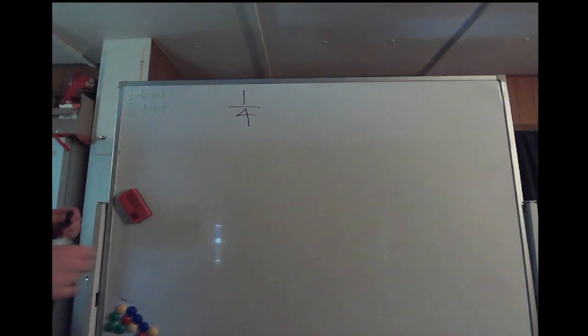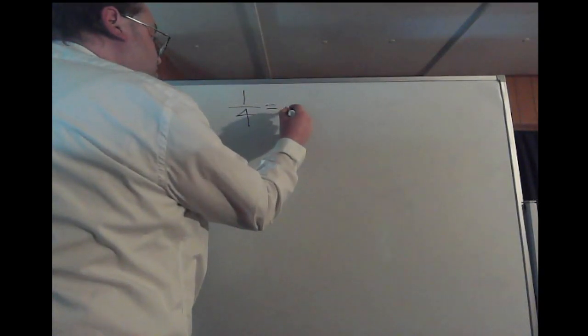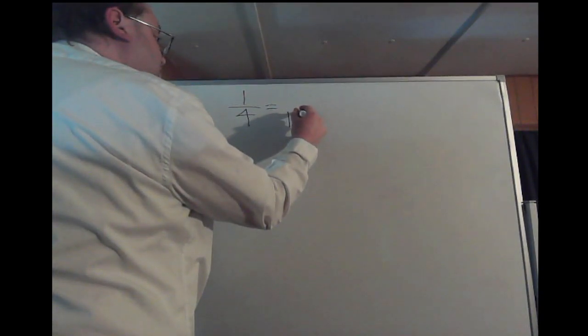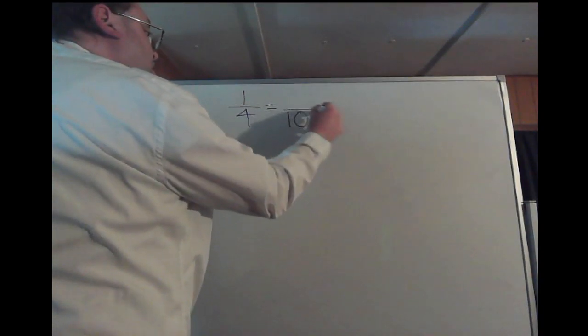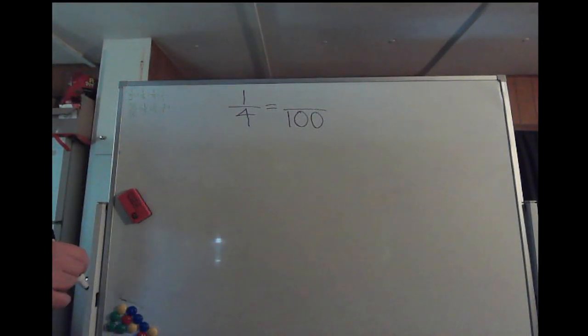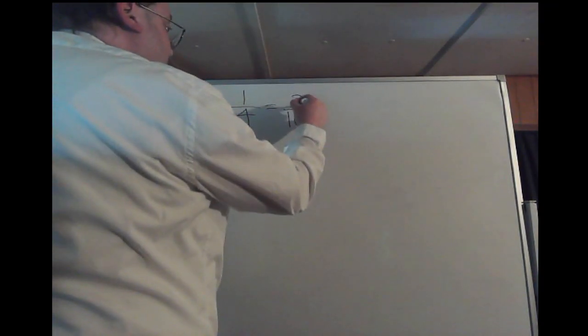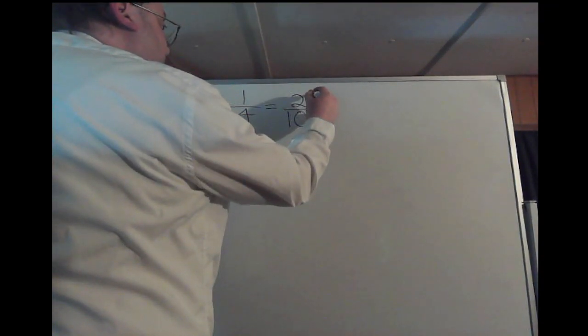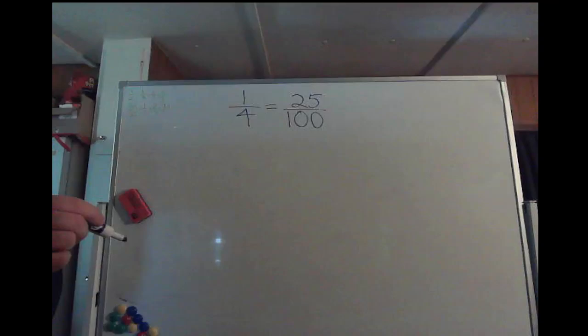Let's say I have 1/4. Well, does 4 go into 10? Certainly not. But does 4 go into 100? Yes, it does. If you multiply 4 by 25, you get 100. So we'll have the denominator being 100. Now, of course, we have to do it to the numerator, so 1 times 25 is 25. You will have a fraction of 25 hundredths.